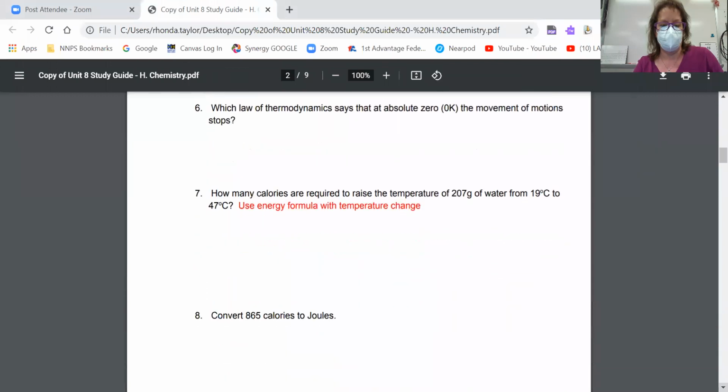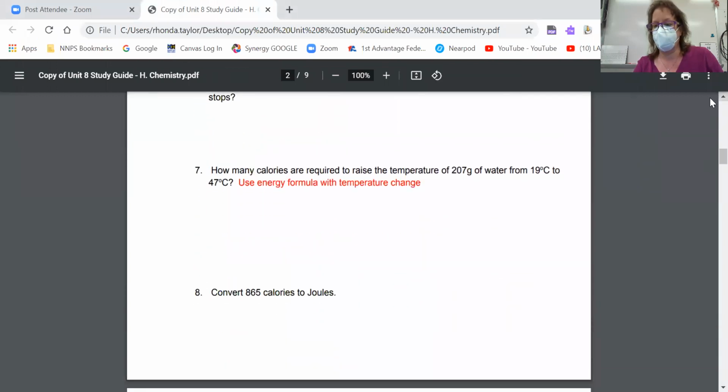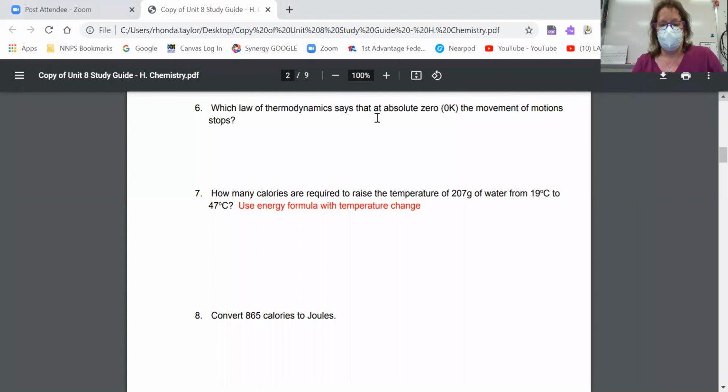Okay, moving on. Number 6 is, which law of thermodynamics states that absolute zero, which is 0 Kelvin, that should say the movement of molecules, guys. This should say molecules.